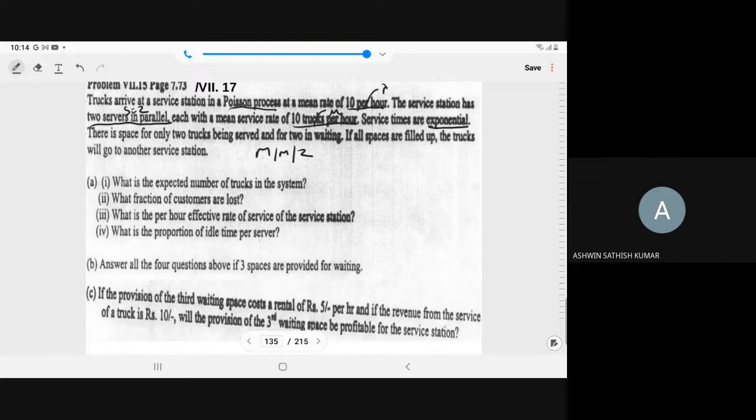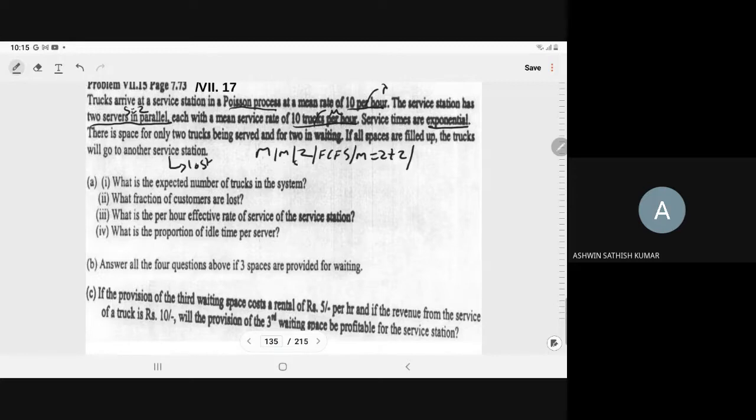Here we have the limited capacity. So it is the FCFS and M is equal to 2 plus 2: 2 in service, 2 in queue. So total system capacity will become 4. If all spaces are filled up, the truck will go to another service station. That is the lost truck. So this is the example of FCFS.